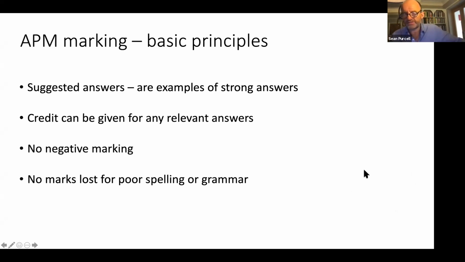I'll just say it again, there is no negative marking. There's no penalisation. There's no negative marking. Right? There's no minuses.